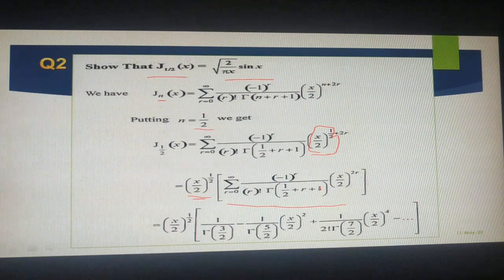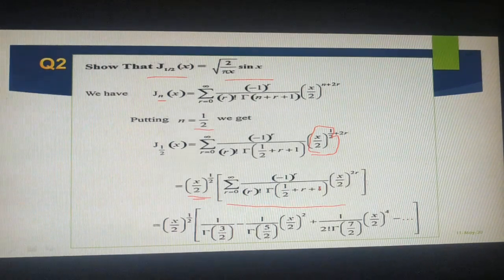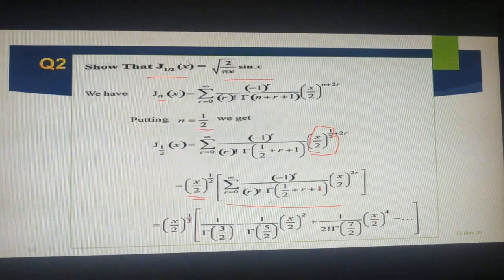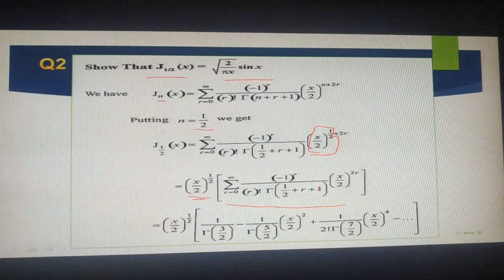So as I said, please write down at least a minimum of 3 terms. If I take r equal to 0, what am I going to get? Gamma of half plus 1, that is gamma 3 by 2. The first term is 1 by gamma 3 by 2, why is it 1? Minus 1 whole to the power of 0, any number to the power of 0 is 1, into x by 2 whole to the power of 0, any number to the power of 0 is 1. That's why the first term is this.